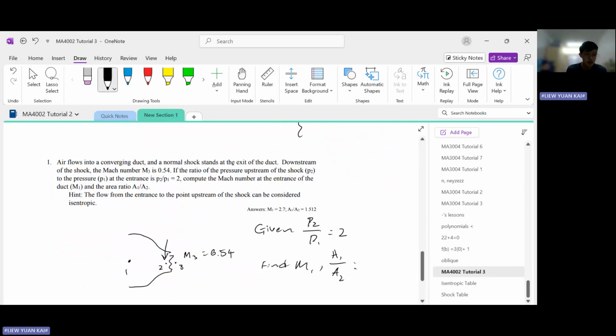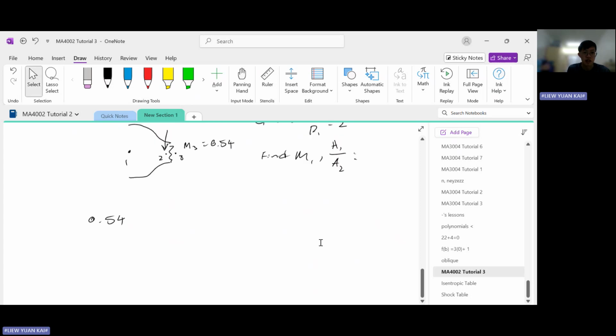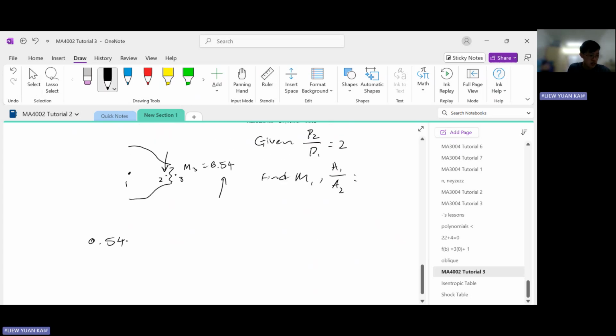Okay, so let's go ahead and use this formula. I'm going to directly apply that formula. Remember, M3 is M2 right now. So replace that with 0.54. That's the given value that it gave you here. Squared is equal to M2 squared plus 2 over 1.4 minus 1.